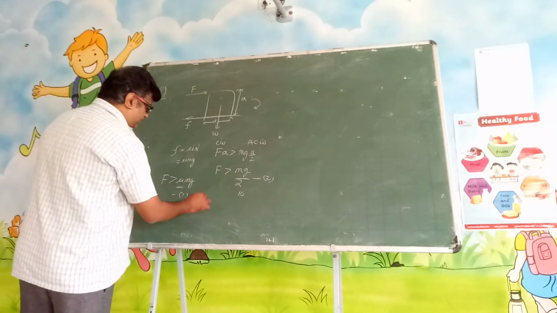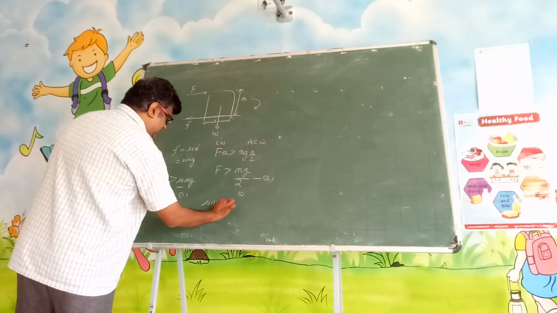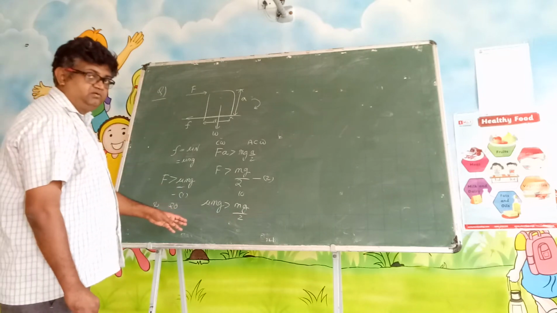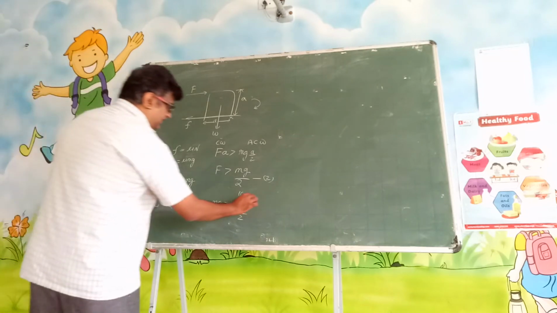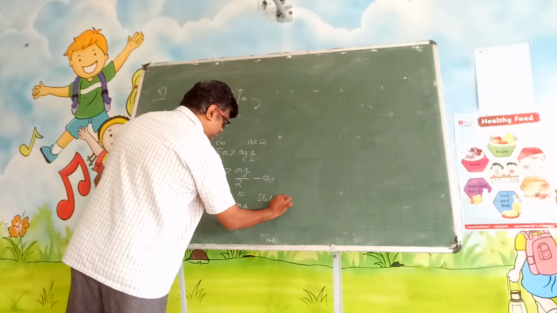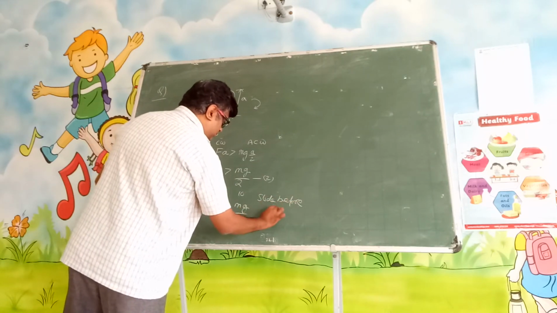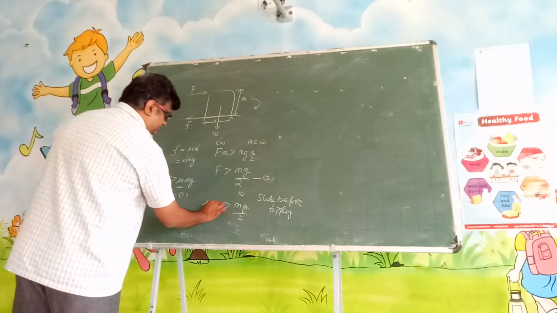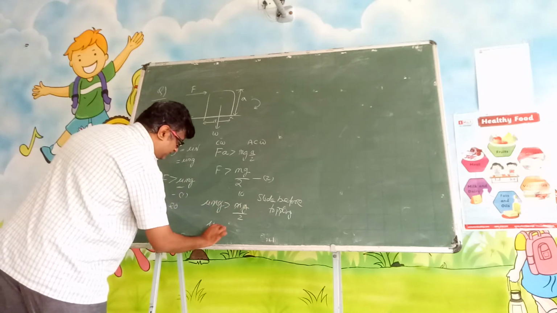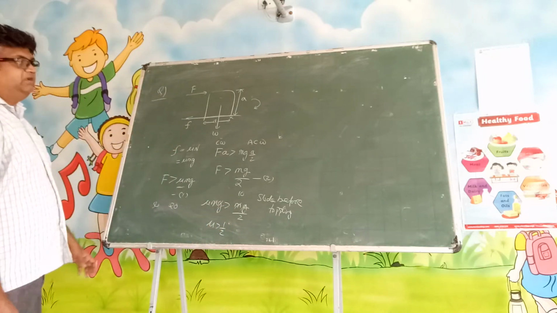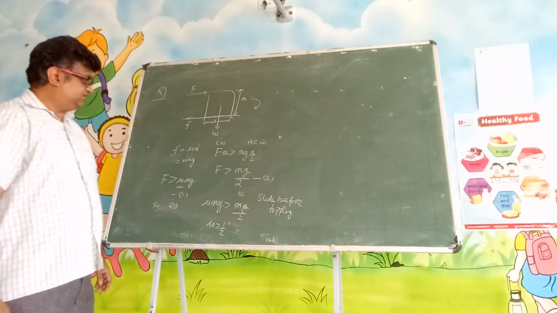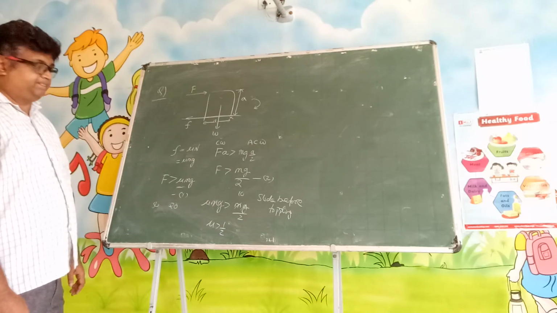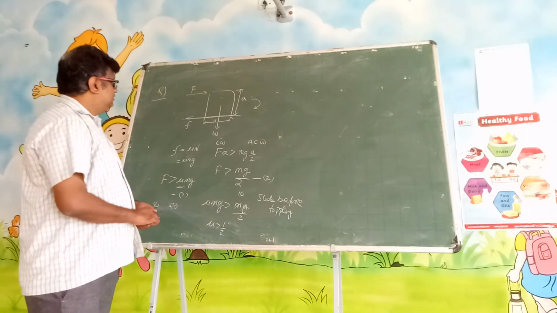So combining 1 and 2, if mu mg is greater than mg by 2, it will slide before toppling. Okay? So that means if you cancel these two, mu should be greater than 1 by 2. If mu value is 0.6, 0.7 like that, you get a condition that this block will slide. Okay? So this is the one illustration.